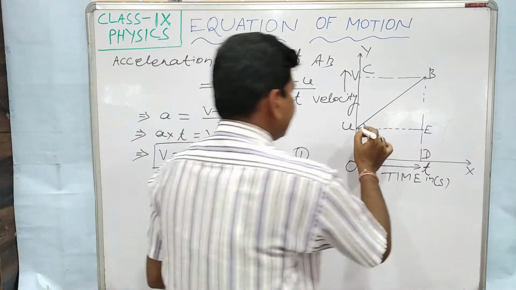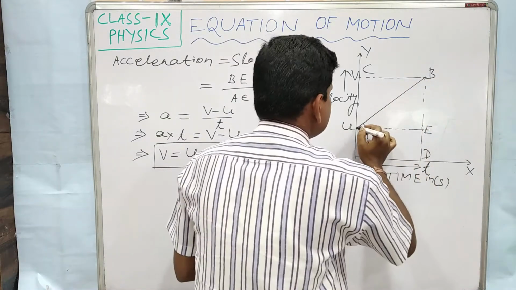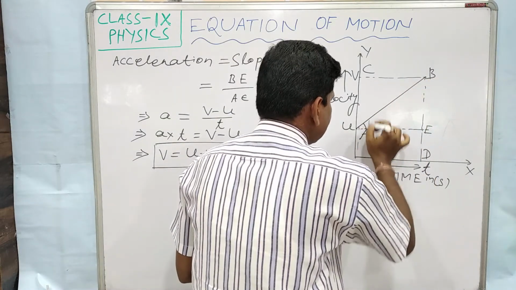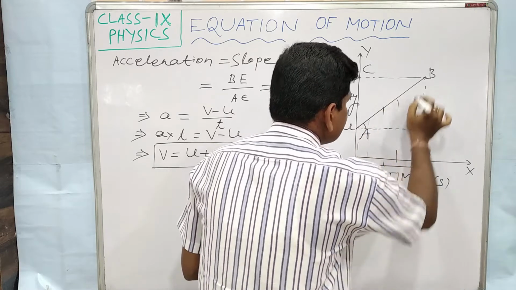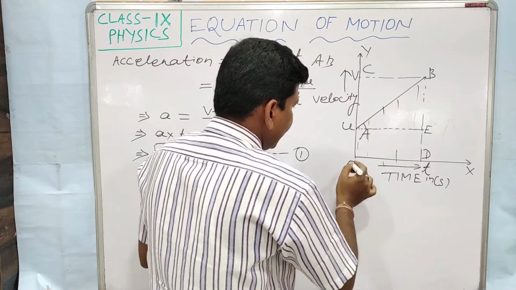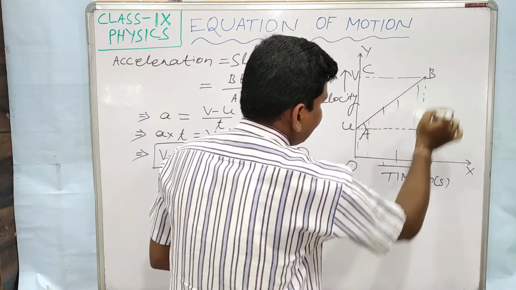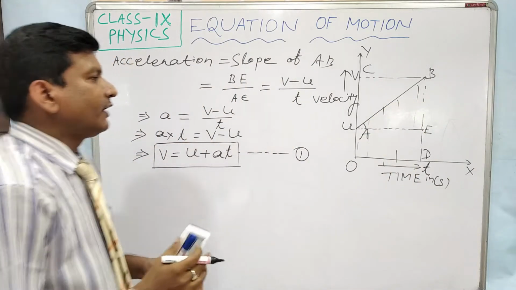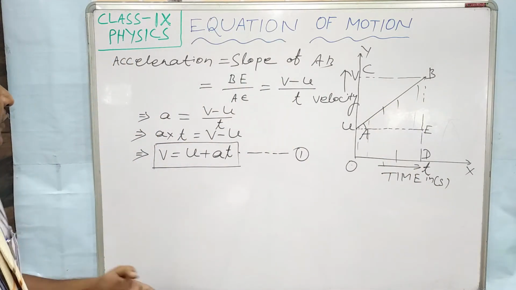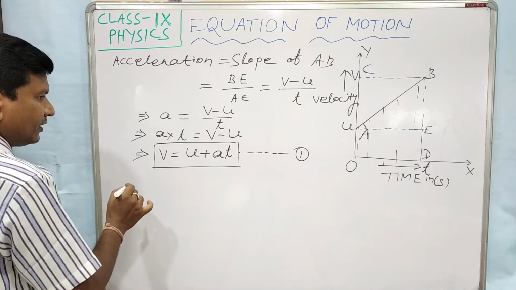So this is the graph, that means AB. Now the area covered means what? The area covered means all this area. That means the area of the trapezium OABD will be giving us the distance covered by the body. So now write down, this is your second equation.